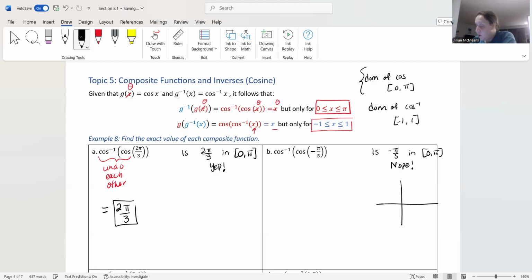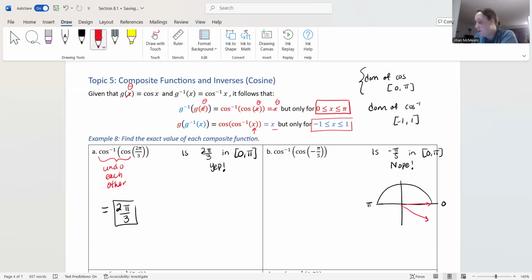We know that when we're dealing with inverse cosine, we have to be between 0 and pi. So this region right here. Well, unfortunately, if we look at this angle, -pi over 5, we're not in that restricted domain. We're down here. Let me draw that a little bit better. Okay, so we're down here.